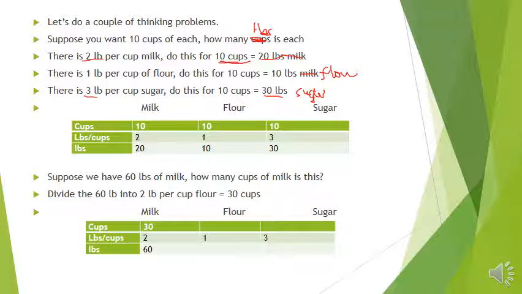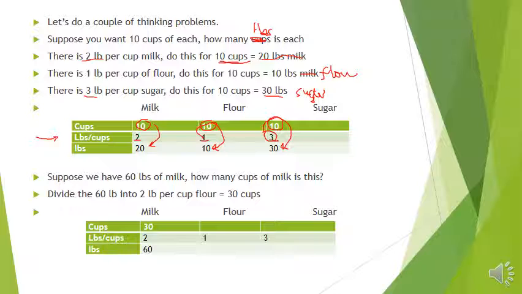Okay, I can set up a table here, kind of like the recipe table. I'll call this a pounds per cup table, where I put the 10 up here. Okay, I put in the pounds per cup. So 2 pounds per cup 10 times gives me 20 pounds. 1 pound per cup 10 times would be 10 pounds. And 3 pounds per cup 10 times is 30 pounds.